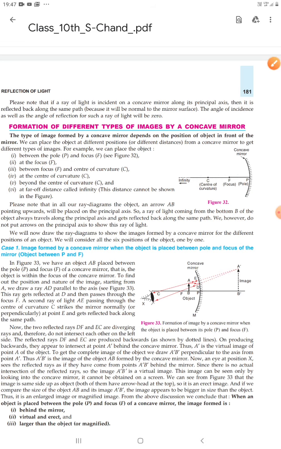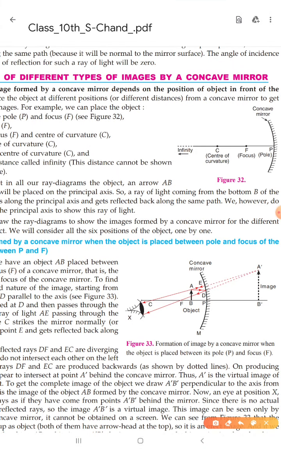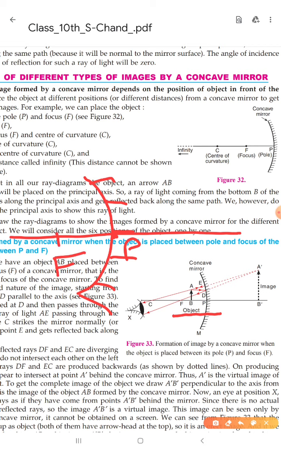Now in the first case, you can see here, this is our first case when an object is placed between pole and focus. This is the first condition. This is a concave mirror. Let me try to draw this one. This is a concave mirror, and this is the principal axis, so this point is called pole. Now suppose this is its focus and this is its center of curvature, and we know the distance between pole and focus should be equal to the distance between focus and center of curvature.